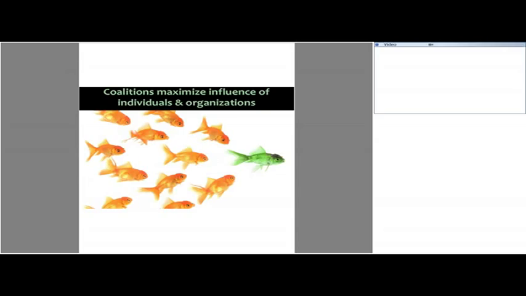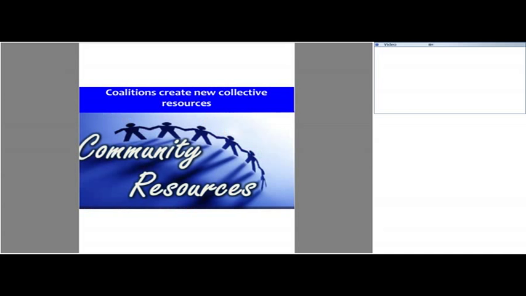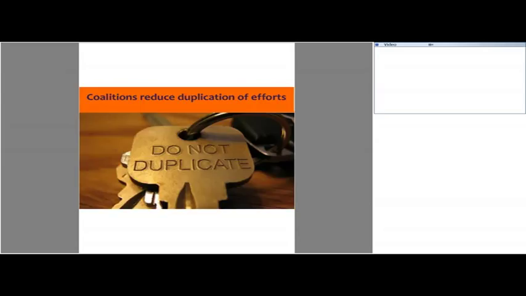The second thing we know that coalitions do is they create new collective resources. So we hope that our partners, by joining with us, are beginning to think, what can they contribute to this effort, and how can we work together in a way that's going to be of benefit to both the coalition and to the individual organizations that are a part of it. And then thirdly, we know that coalitions reduce duplication of efforts. So we need to take a look at what's going on in the community already and how can the work that we're doing in coalitions really build on that and also bring something new to the table.